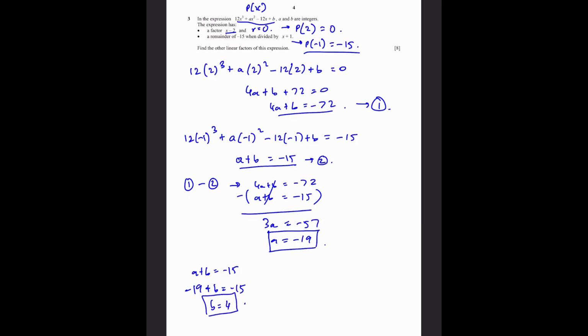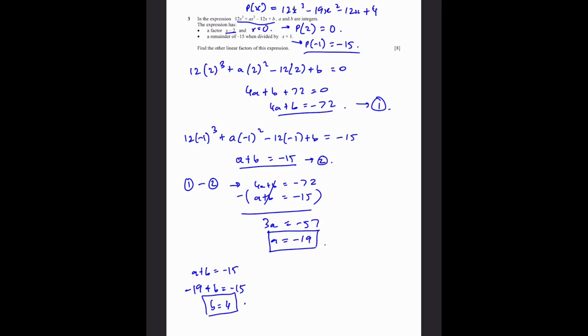Well, this is not the end of the question. They've asked us to find the other linear factors of this expression. So finding A and B is not enough. Well, we know P of x now. So 12x cubed minus 19x squared minus 12x plus 4. But we need to find the other factors as well.